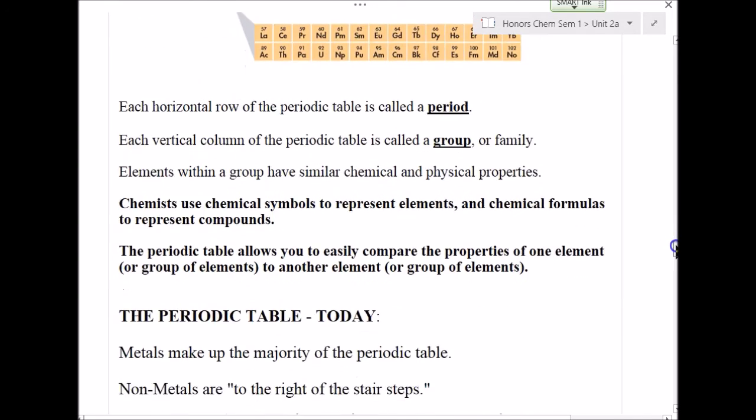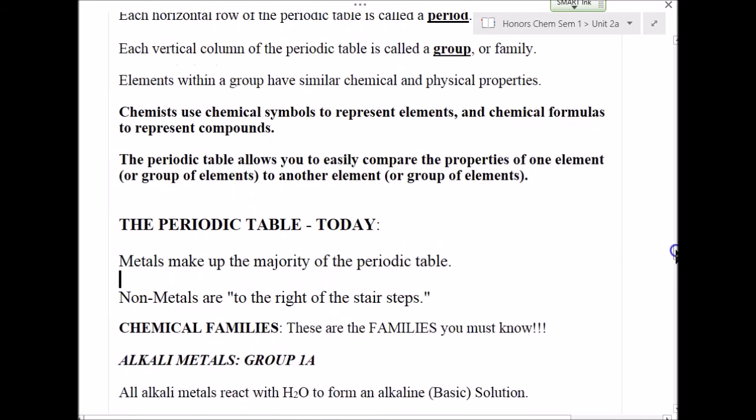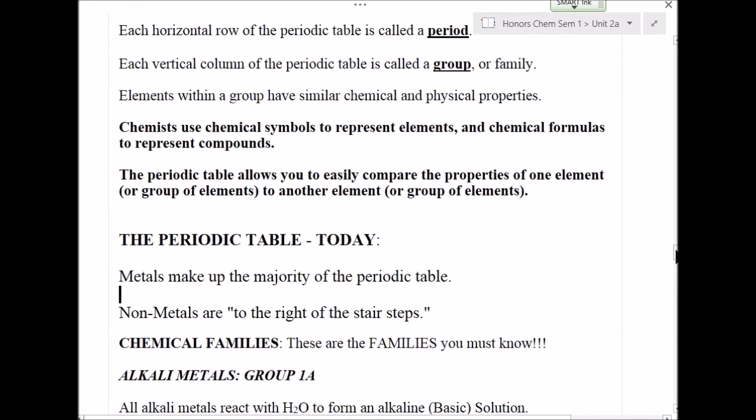Chemists use chemical symbols to represent elements and chemical formulas to represent compounds. The reason I'm having you memorize the 52 elements, names, and symbols is because those are the most common that we will use in this class, and they're also the same ones we'll use in AP. The periodic table allows you to easily compare the properties of one element or group to another. That periodic table will be a tool that you'll use and refer to quite a bit.